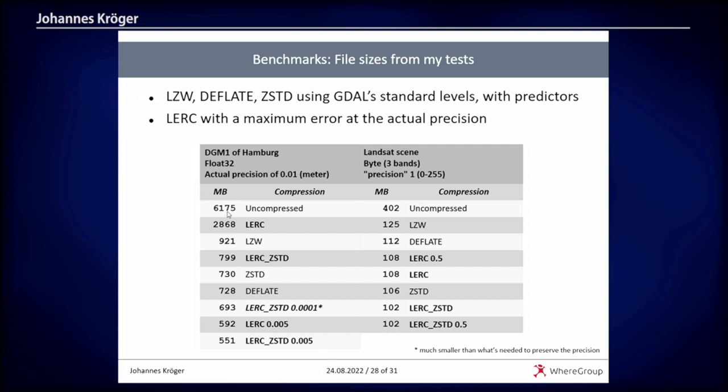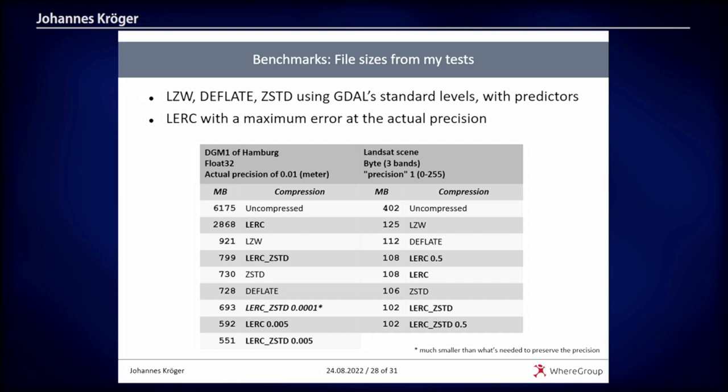And I just listed the size. I didn't care about the speeds here. I just wanted to make the smallest files available. And you can see in this case, LERC easily won. It made the file very small, smaller than deflate, smaller than Zstandard. So a very nice example here. You can also apply extra compression on top of that if you want.